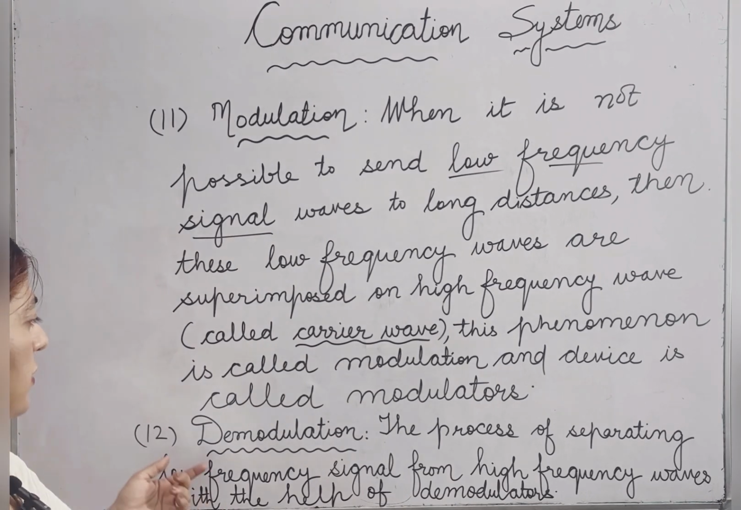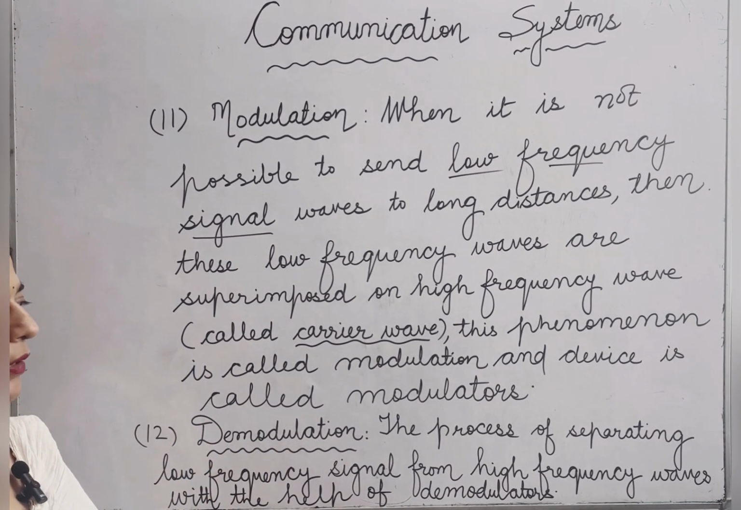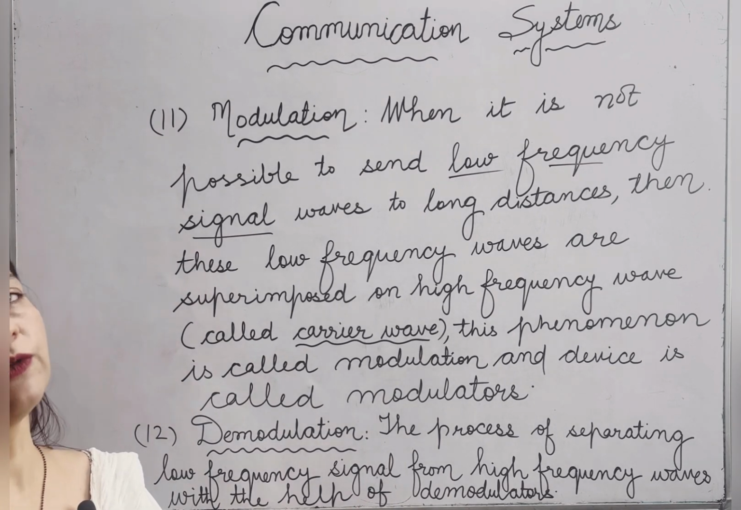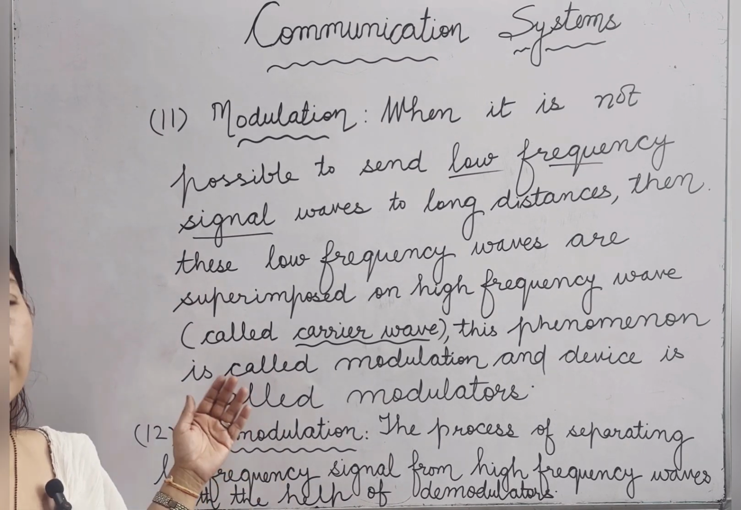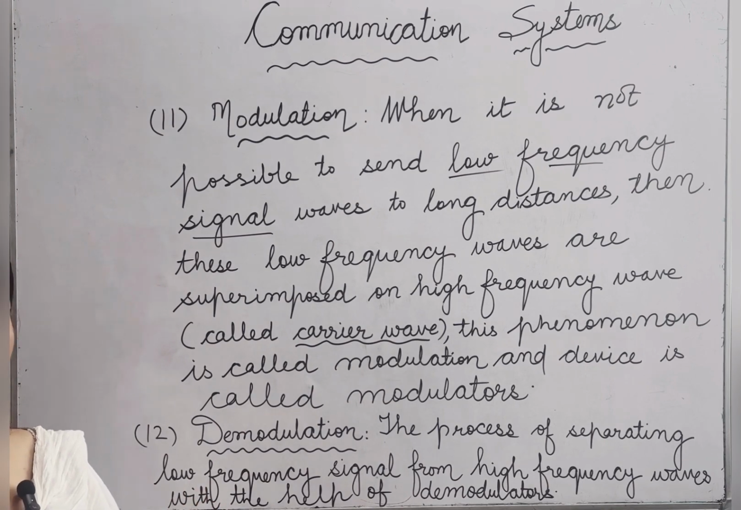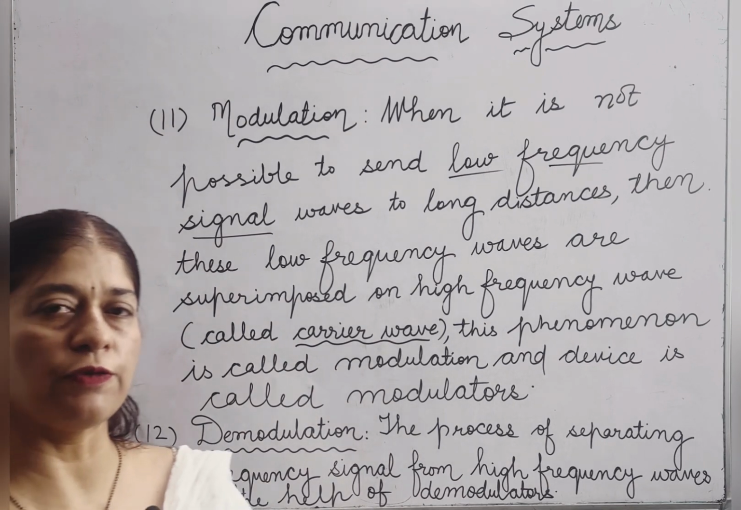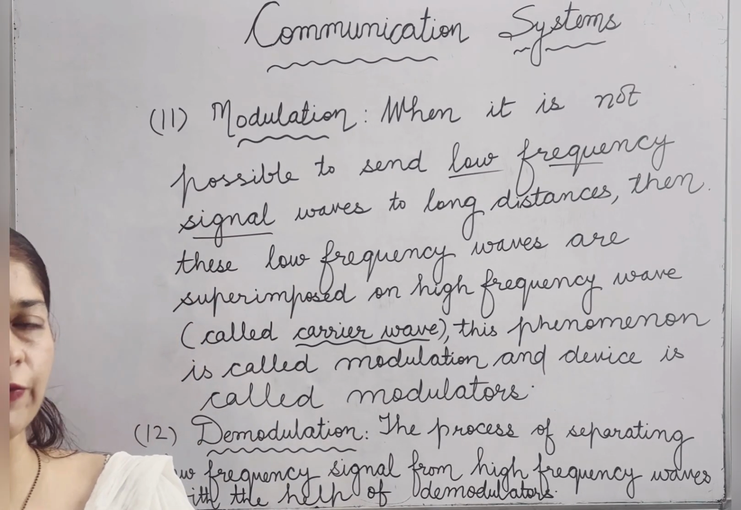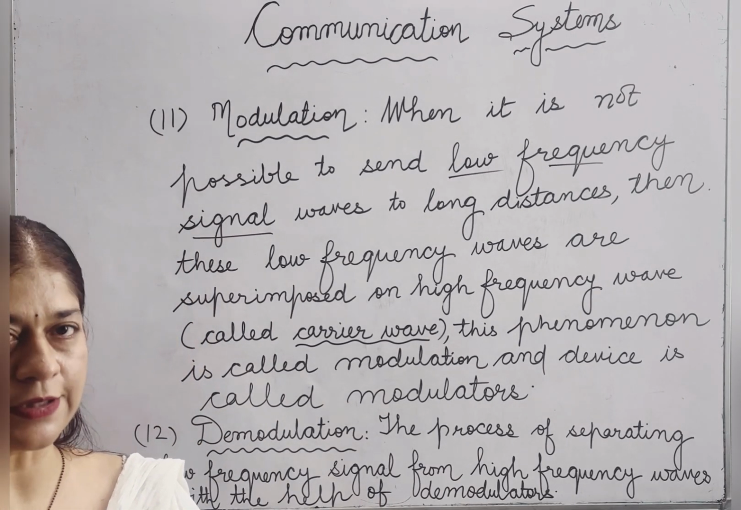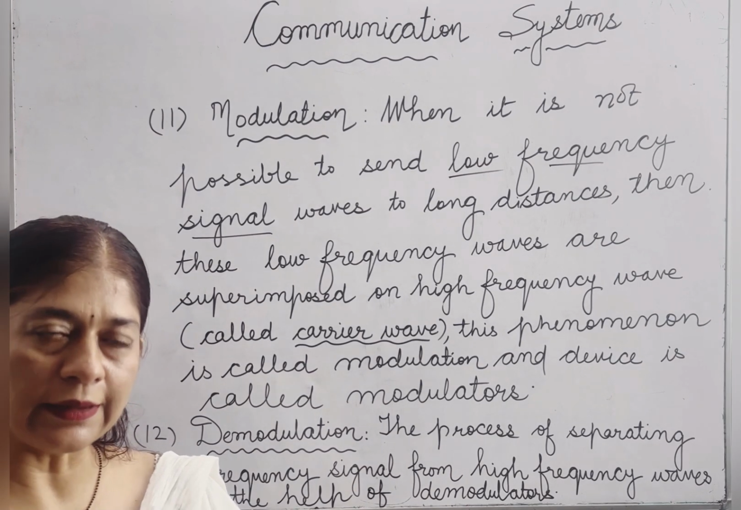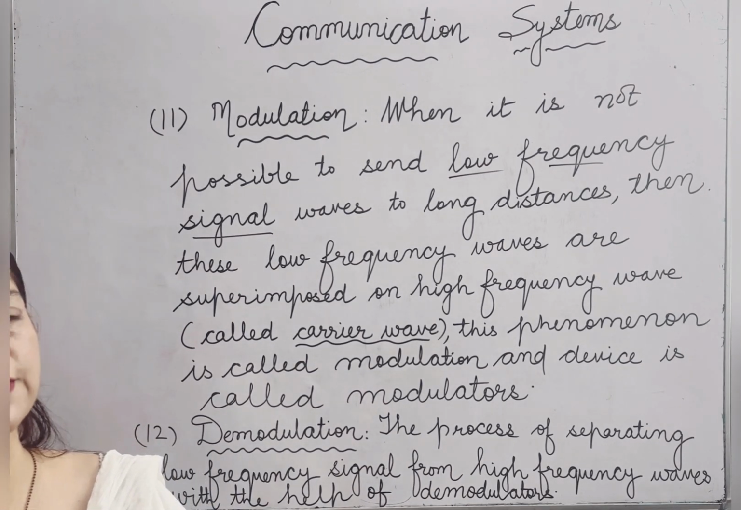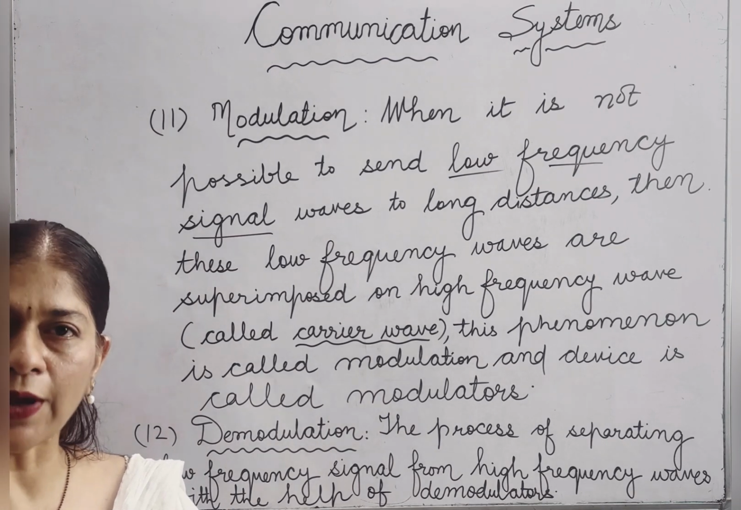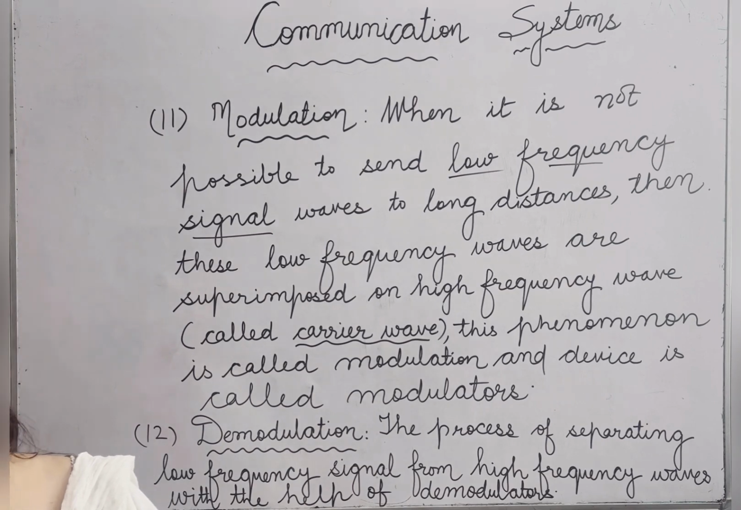The next term is demodulation. Demodulation is the process of separating the modulated wave. We have already seen that we modulated by superimposing the low frequency wave on the high frequency wave. Now at the receiver end, we want our signal wave, which is of low frequency. So at that end we separate these two waves, and this phenomenon is known as demodulation, and the devices used are demodulators.